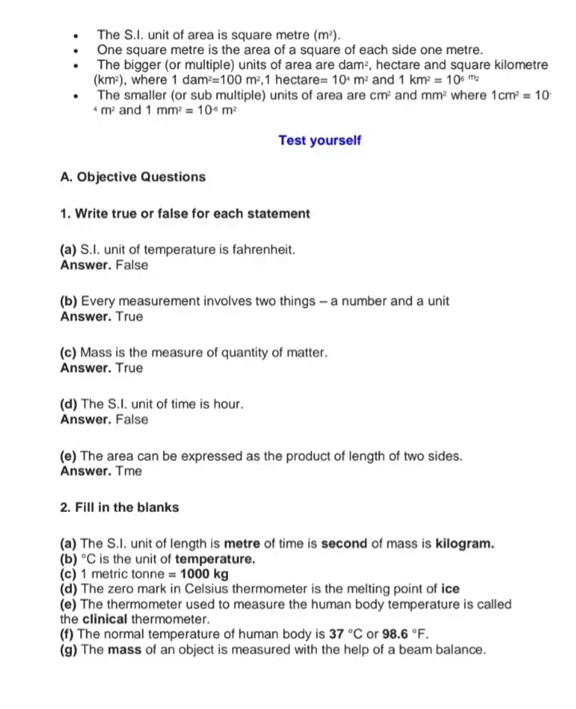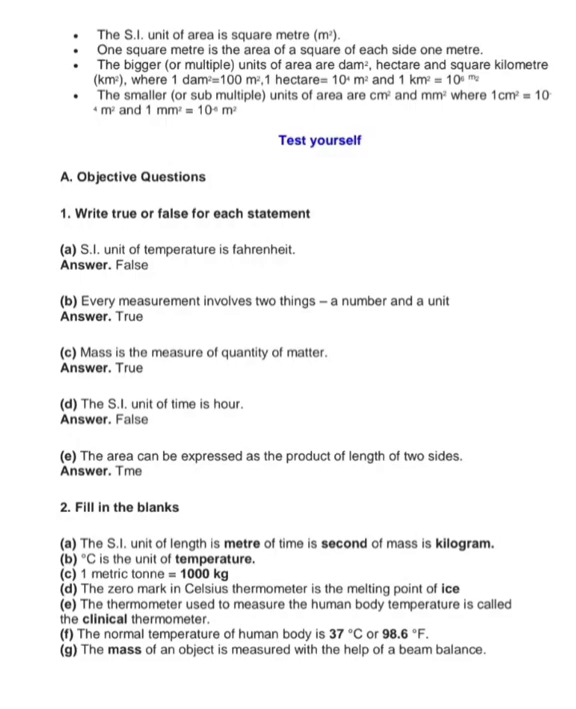Now let's start with objective questions. Write true or false for each statement. A. SI unit of temperature is Fahrenheit. False. B. Every measurement involves two things, a number and a unit. True. C. Mass is the measure of quantity of matter. True. D. The SI unit of time is hour. False. E. The area can be expressed as the product of length of two sides. True.